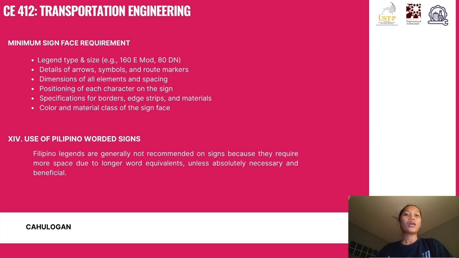So first is the legend type and size. You can see here the example. And next are the details of arrows, symbols, and route markers. And then the dimension of all elements and spacing, positioning of each character on the sign, specification for borders, edge strips, and materials, and lastly, the color and material class of the sign face. You can find this in the same manual that we use under the appendices.